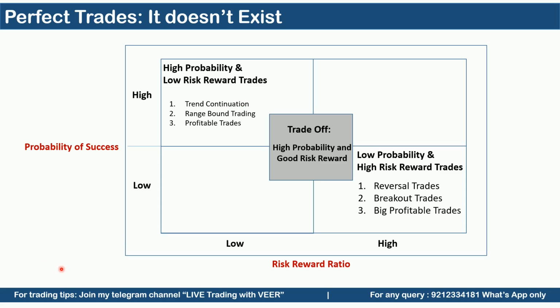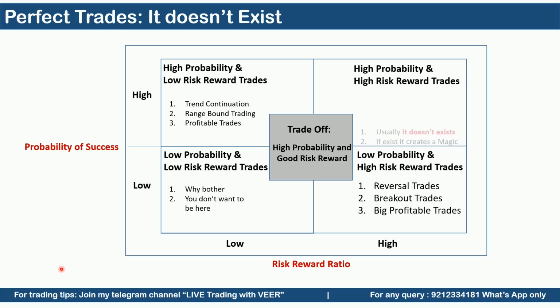So let's understand the rest of the types of trades. Low probability and low risk and reward ratio. Should we take this type of trade? I don't think so. Why bother with this type of trade when there is very little probability of making money? Why should we enter it? Then high probability and high risk and reward ratio. Usually this type of trade doesn't exist. If it does exist, it really creates magic. If you find this type of trade, go for it, and you can not only multiply but manifold your money in a very short time.